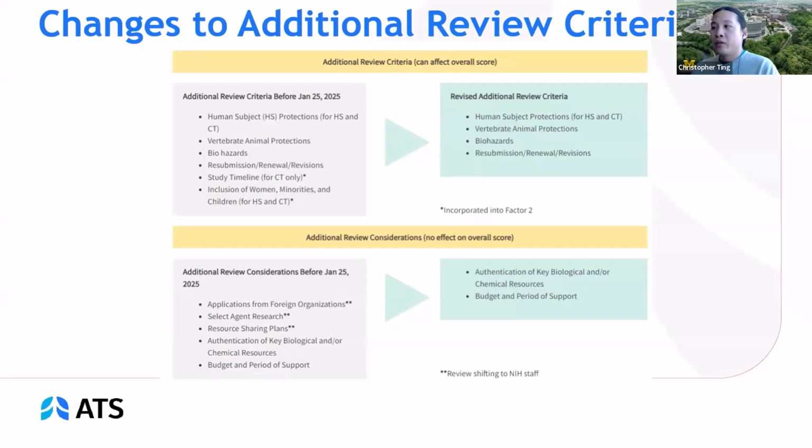For other review considerations, reviewers really will only have to comment on the authentication of key biological and chemical resources, as well as the budget. And other criteria, such as select agent research and resource sharing plans, are now being shifted to NIH staff.